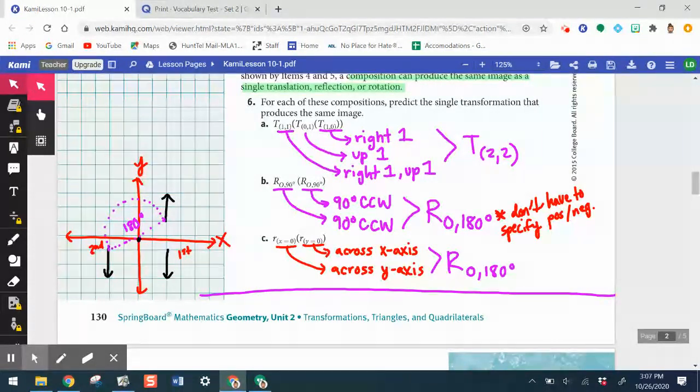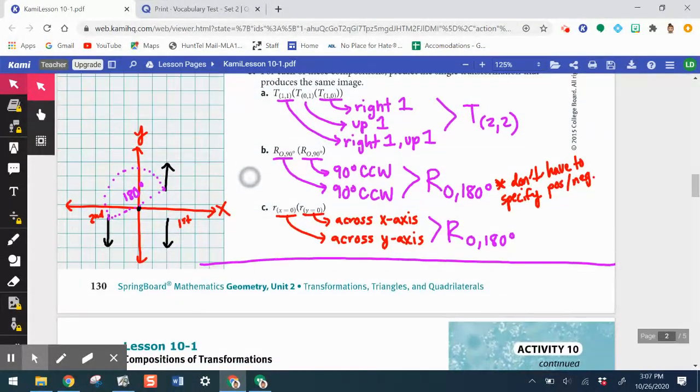Now, item B, we have 2 rotations around the point (0, 0) or the origin, and they're both 90-degree counterclockwise. So if we rotate 90 degrees counterclockwise twice, what we're really doing is rotating 180 degrees, because 90 degrees plus 90 degrees more is a 180-degree rotation. And notice I put this little asterisk here. We don't have to specify positive or negative on our 180 degrees, because positive or negative 180 degrees, we get in the same position.